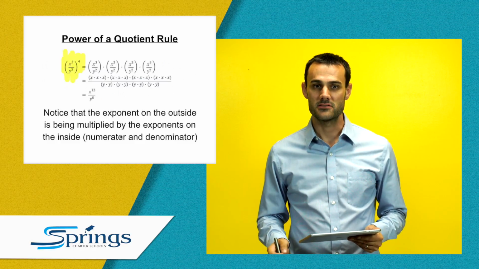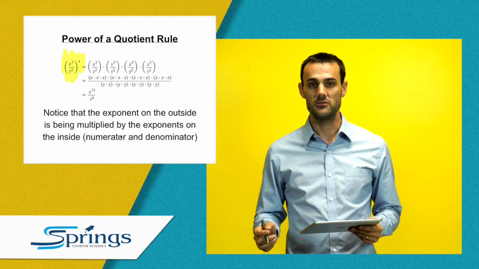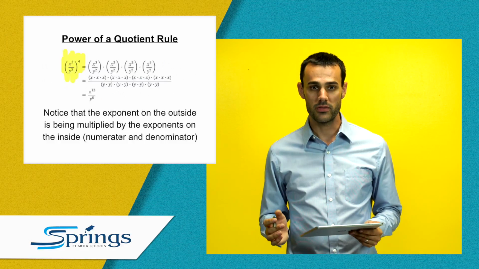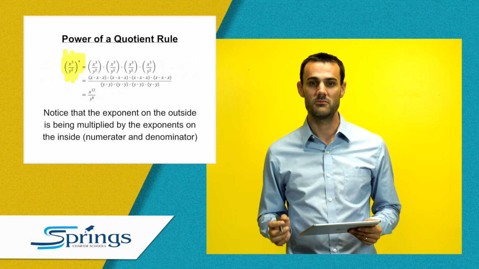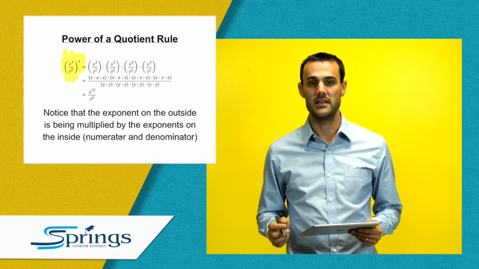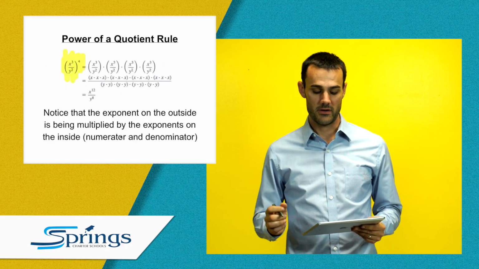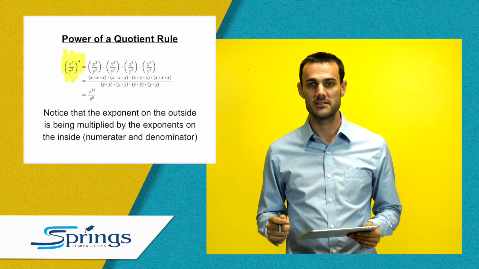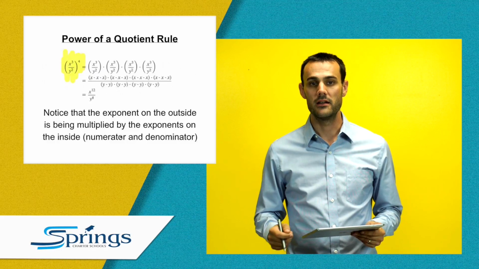So my answer to the question, x cubed over y squared, and the whole thing raised to the fourth power, is x raised to the 12th over y to the 8th. You should notice that we've multiplied the exponent on the outside of the parentheses by both exponents on the inside, the numerator and the denominator.